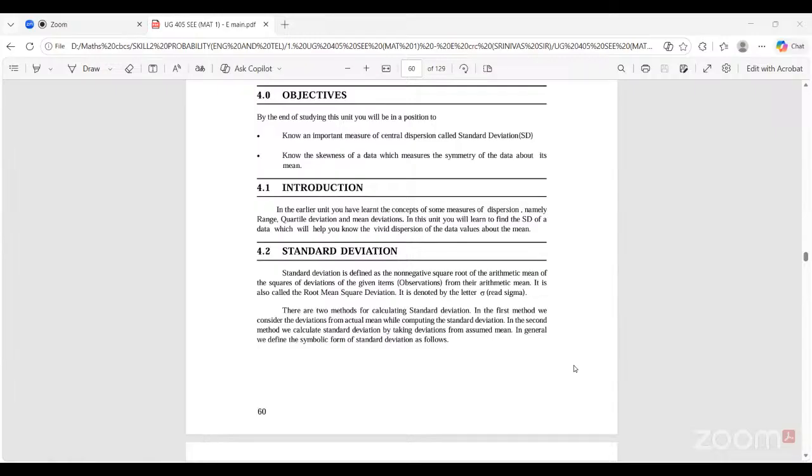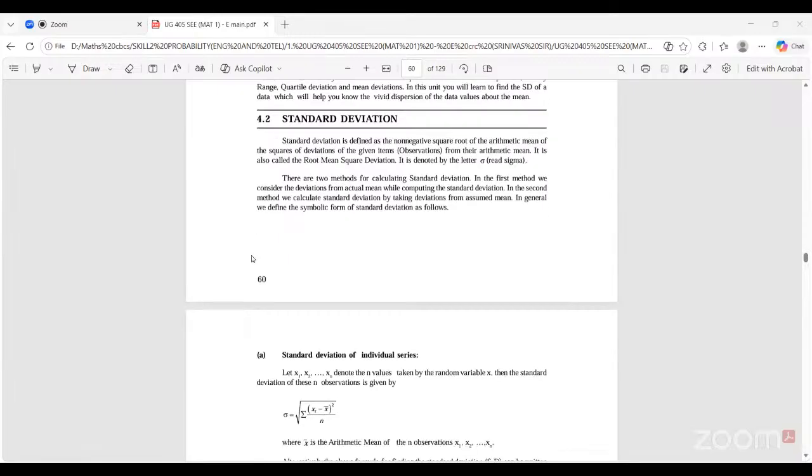There are two methods of calculating standard deviation. In the first method, we consider the deviations from the actual mean while computing the standard deviation. In the second method, we calculate the standard deviation by taking an assumed mean. In general, we define the symbolic form of standard deviation as follows.